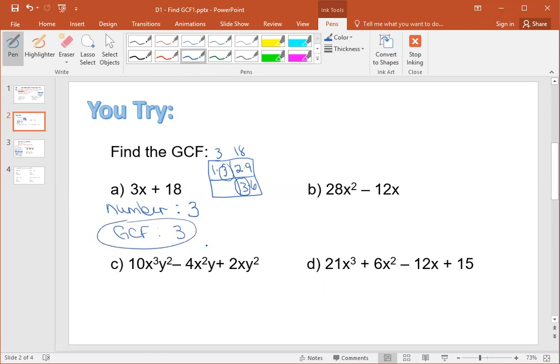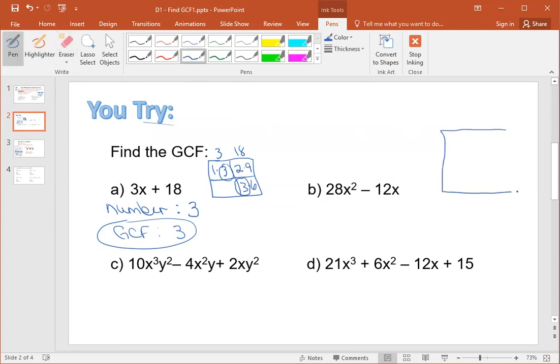So let's go to B. And this time we're dealing with 28 and 12. So I can go back to my factor table. Sorry, I'm writing a little bit crooked today. Here, let's erase that and do it again.